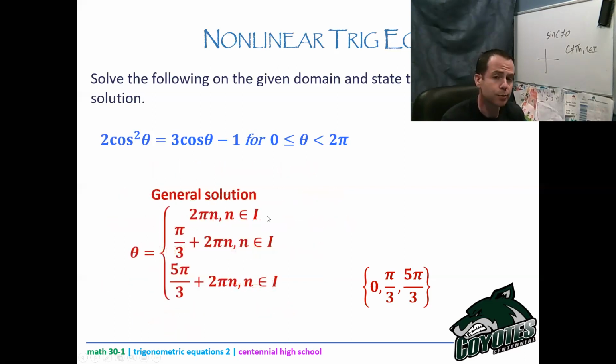So my general solution would look like this. I've got my 2 pi n, that deals with the 0. I've got my pi/3 plus 2 pi n, and I've got my 5 pi/3 plus 2 pi n. A reminder, sometimes you'll see this as 2 pi n, sometimes you'll see this as 2n pi. Doesn't matter, it's the same thing. And sometimes you'll see this as I, sometimes you'll see this as z. Totally okay. They both mean the same thing.